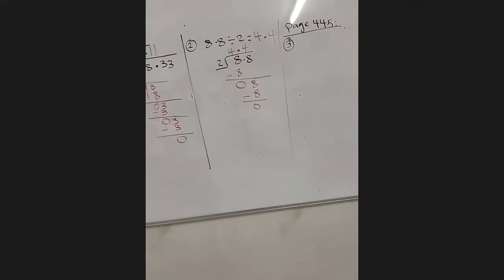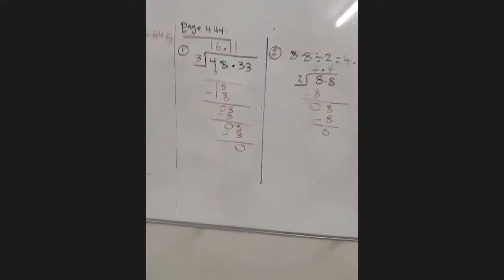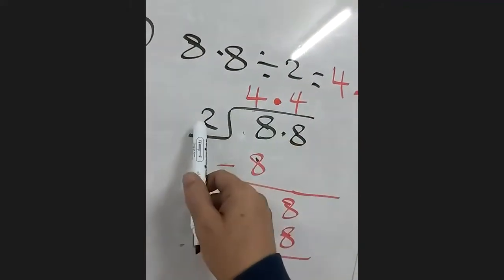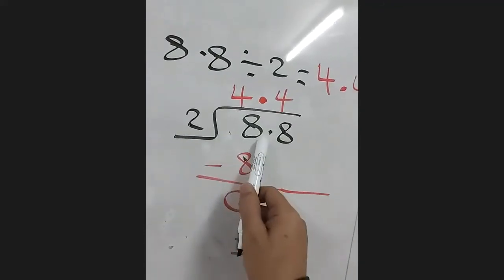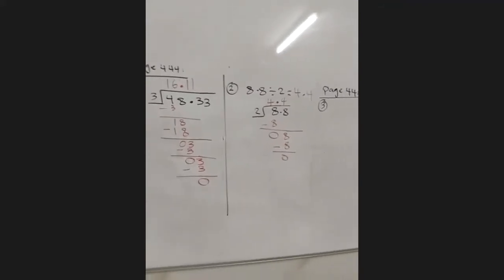Divide and check your answer using multiplication. We know how to check, guys, right? We check the answer by multiplying the quotient with the divisor. The answer should be the dividend. We did that before. So today we will divide only. Now, yalla, tell me question 3.